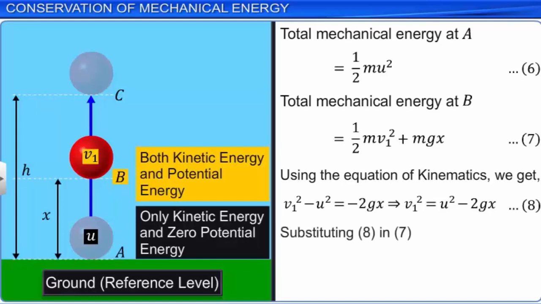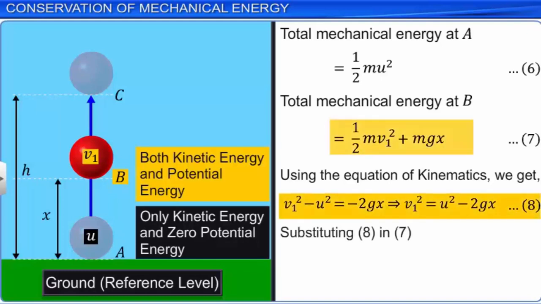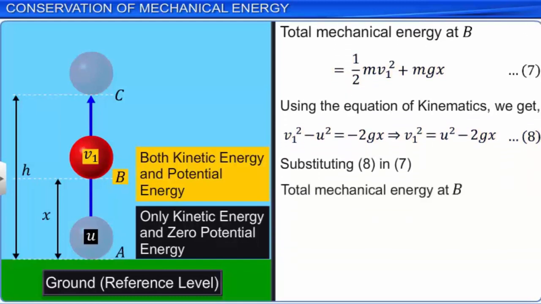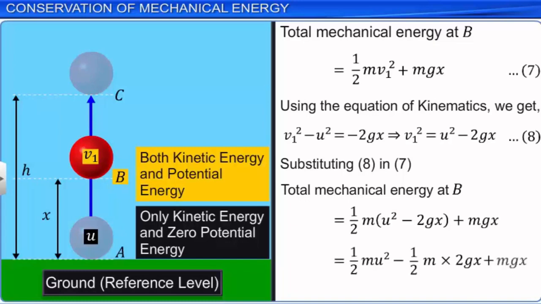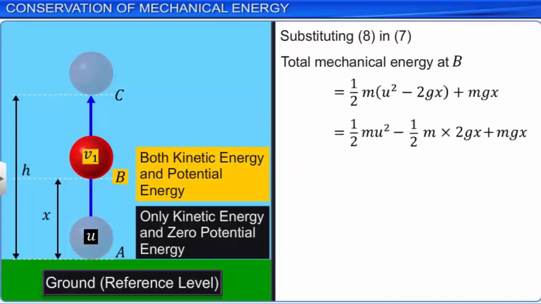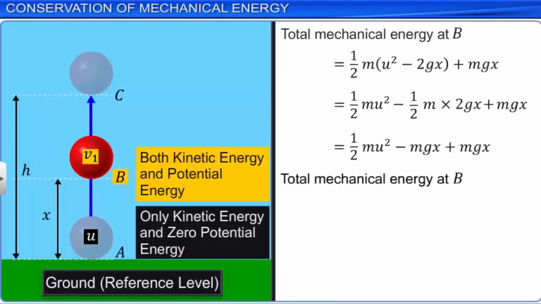Now substitute equation 8 in equation 7. Upon simplifying, we get total mechanical energy at B equal to half m into u square minus 2gx plus mgx, which is equal to half mu square minus half m into 2gx plus mgx, equal to half mu square minus mgx plus mgx. Thus we get the total mechanical energy at B equal to half mu square.